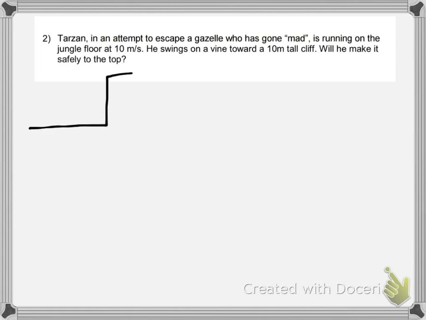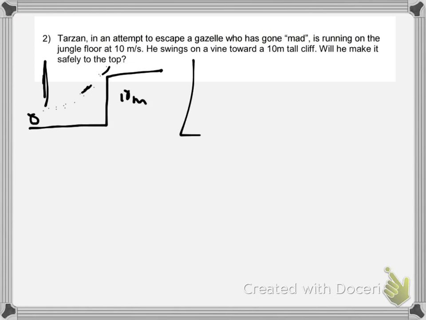So here is our picture. We know that this thing is 10 meters to the top. He's got this vine here, and he's running. So that running is hopefully going to swing him up to the 10-meter tall cliff. Now this is a little bit different. That 10-meter tall cliff is now just a reference point. We don't know if he actually goes 10 meters up.